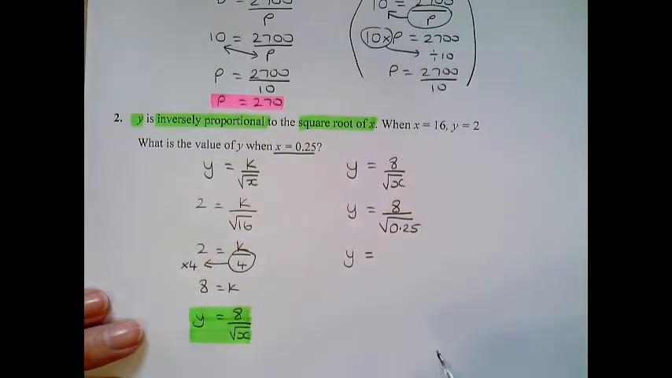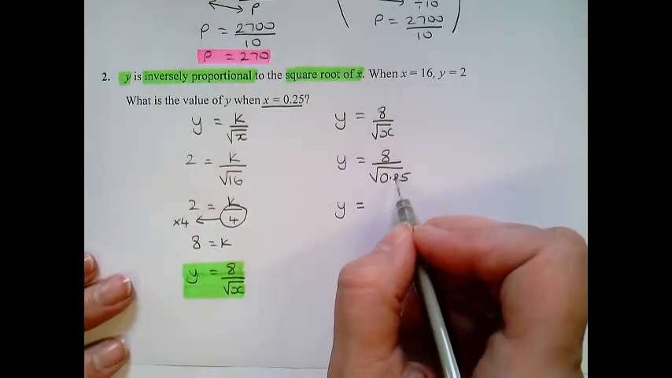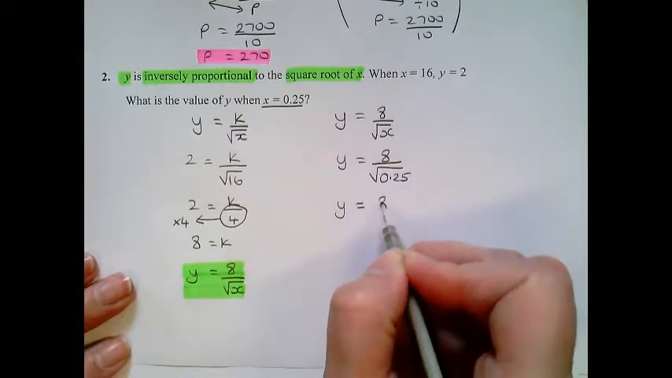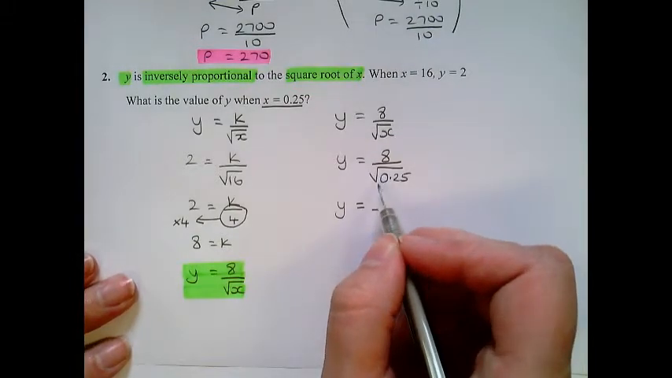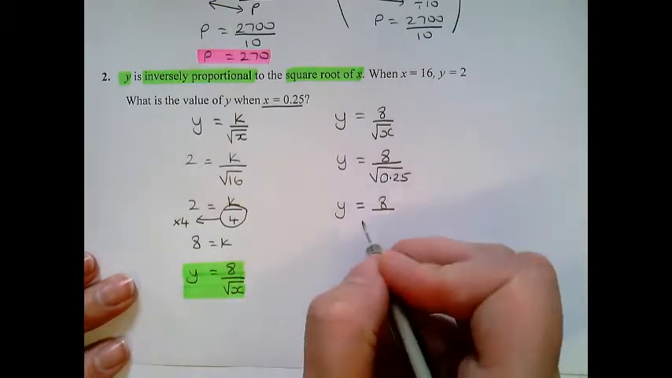I have a feeling that this one was from a non-calculator paper, because you're actually able to work out the square root of 0.25 without a calculator. So it's what times what gets you 0.25. If you ignore the 0 point, 5 times 5 gets you 25.